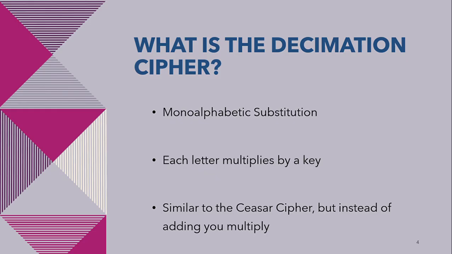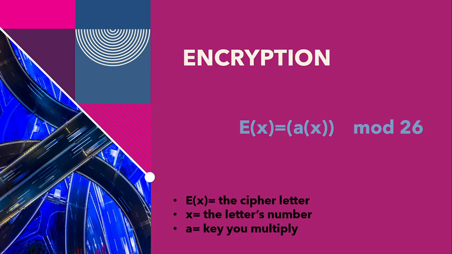For the key, you can choose whatever you want, but there are 12 possible ones, and you need to make sure it's not a multiple of 26. So 2 and 13 are ones that you can't use. This cipher is very relatable to the Caesar cipher, so instead of adding, you just multiply. For the encryption, the formula is E(x) = A times x mod 26. E(x) is the cipher letter, x is the letter's number, and A is the key you multiply.